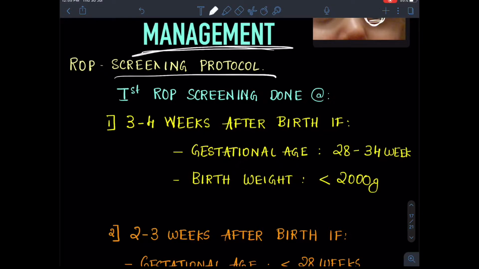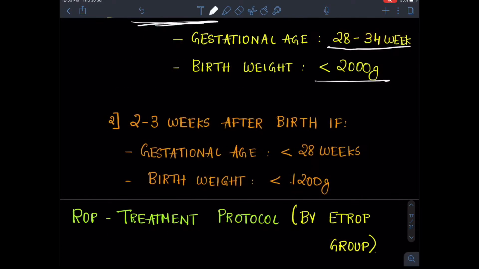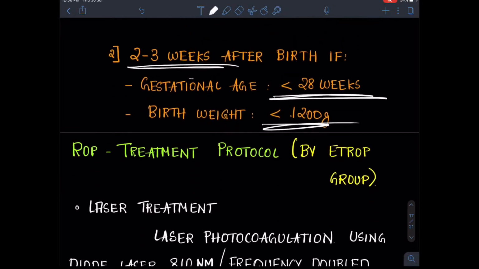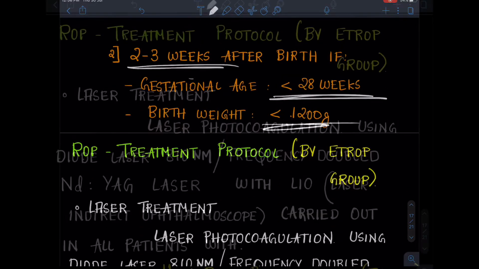The first ROP screening has to be done at 3 to 4 weeks after birth if the gestational age is 28 to 34 weeks and the birth weight is less than 2000 grams. Next, it should be done 2 to 3 weeks after birth if the gestational age is less than 28 weeks and the birth weight is less than 1200 grams.